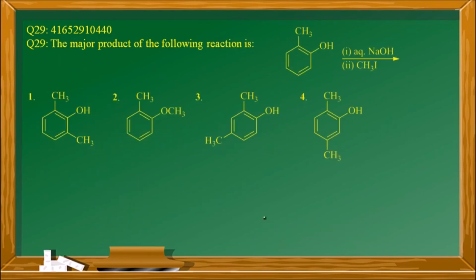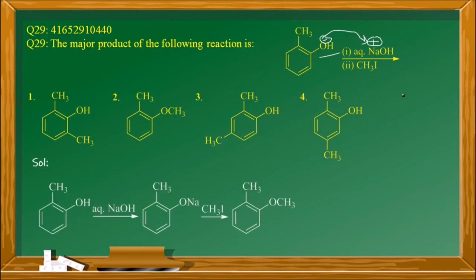Number 29. The major product of the following reaction is, what is the reaction? They are doing the reaction with aqueous NaOH in the first step, and in the second step they are treating it with methyl iodide. This material is ortho-cresol, a phenol. This phenol will form a salt with sodium ion. Sodium hydroxide is a strong base, so with sodium hydroxide it forms sodium phenoxide. This is sodium phenoxide, friends.